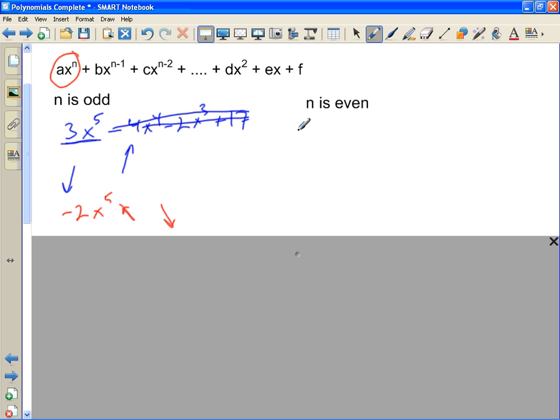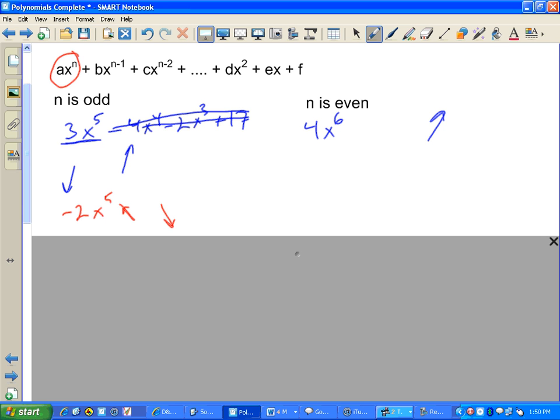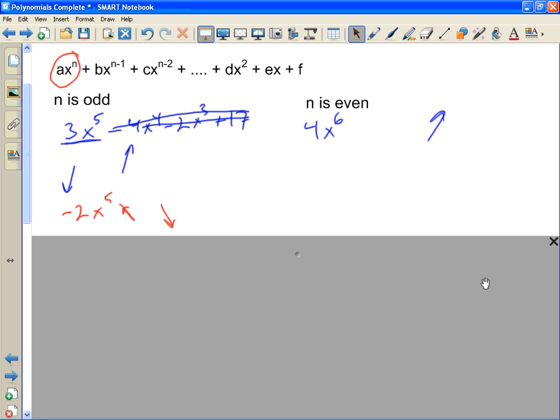If we look at even, let's say I have 4x to the 6th. If I put in a large positive number, I'm going to get a positive out times a positive and a positive. So the right side's going to go up. If I put a large negative number in here, I'm going to have 6 negatives multiplied together, which is going to turn out to be positive. Any number to an even power is going to be positive. Positive times positive number, I'm also going to be going up as I move to the left.